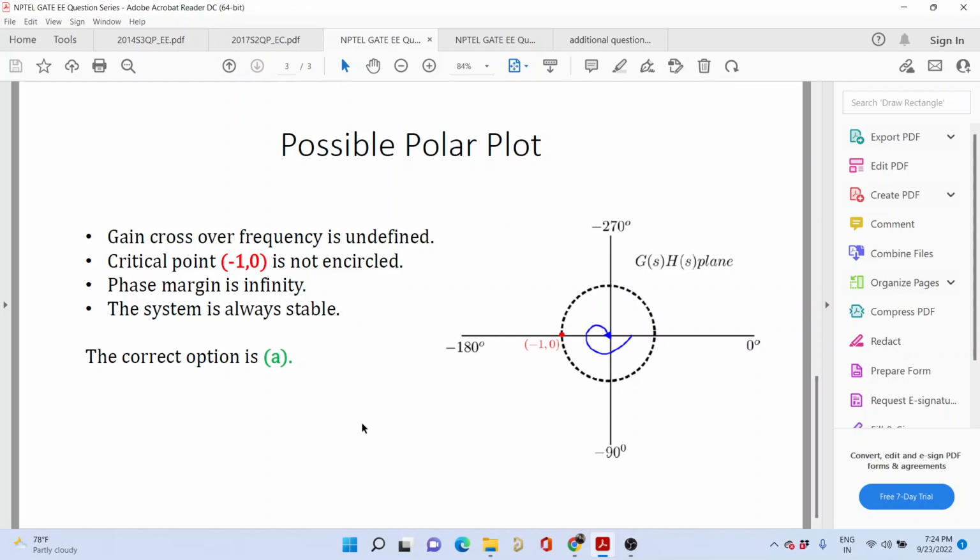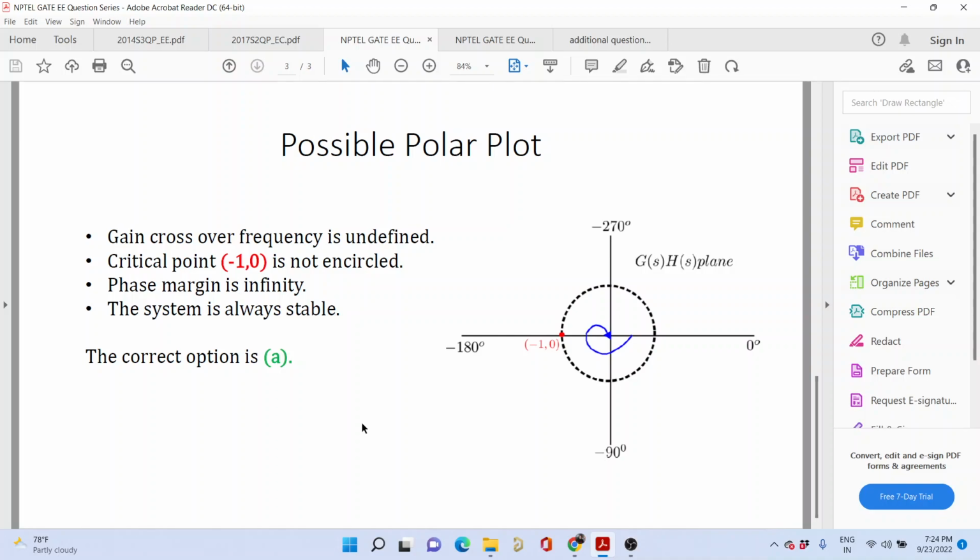So you see there are zero encirclements. If there are zero encirclements and the open loop system is stable, then Z has to be equal to 0. If Z is equal to 0, that means there are no closed loop poles on the right hand side of the S plane. That essentially means that your system is stable.